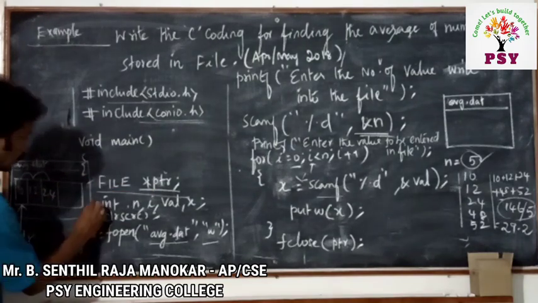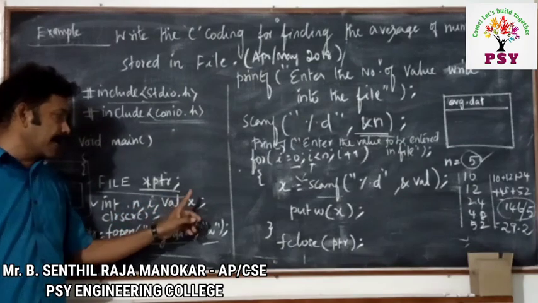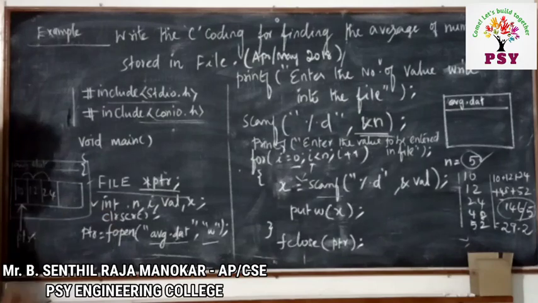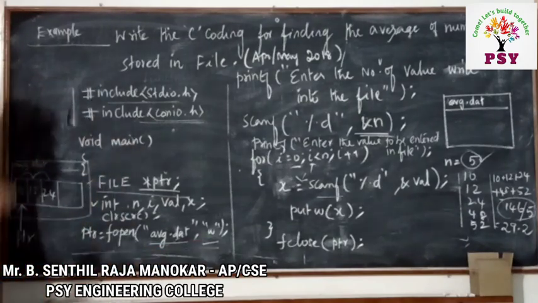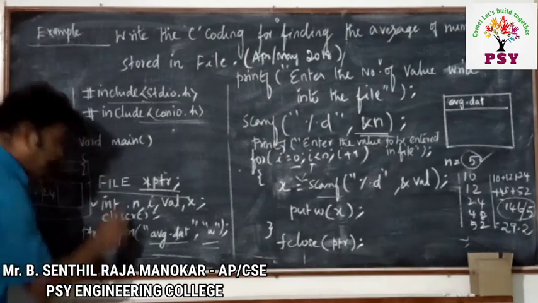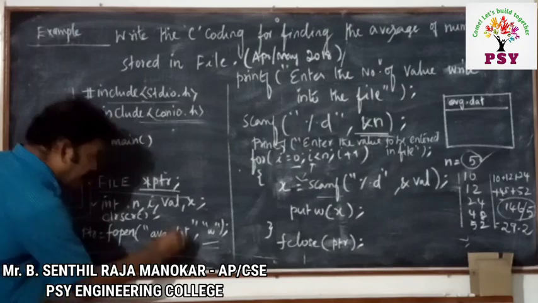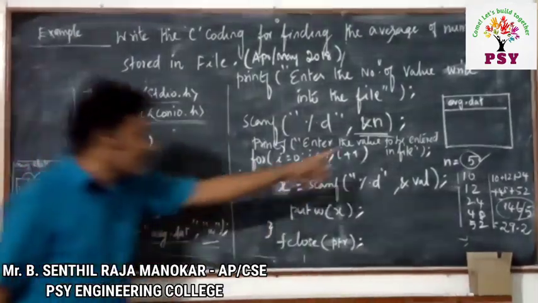Next, you know very well, these are local variables: int n, i, val, x, which are going to be used in the program. Then clrscr, you know very well. Then come to the next very important point. We are making a file through the file open function. The file name is avg.dat. Immediately the operating system will create this file like this.